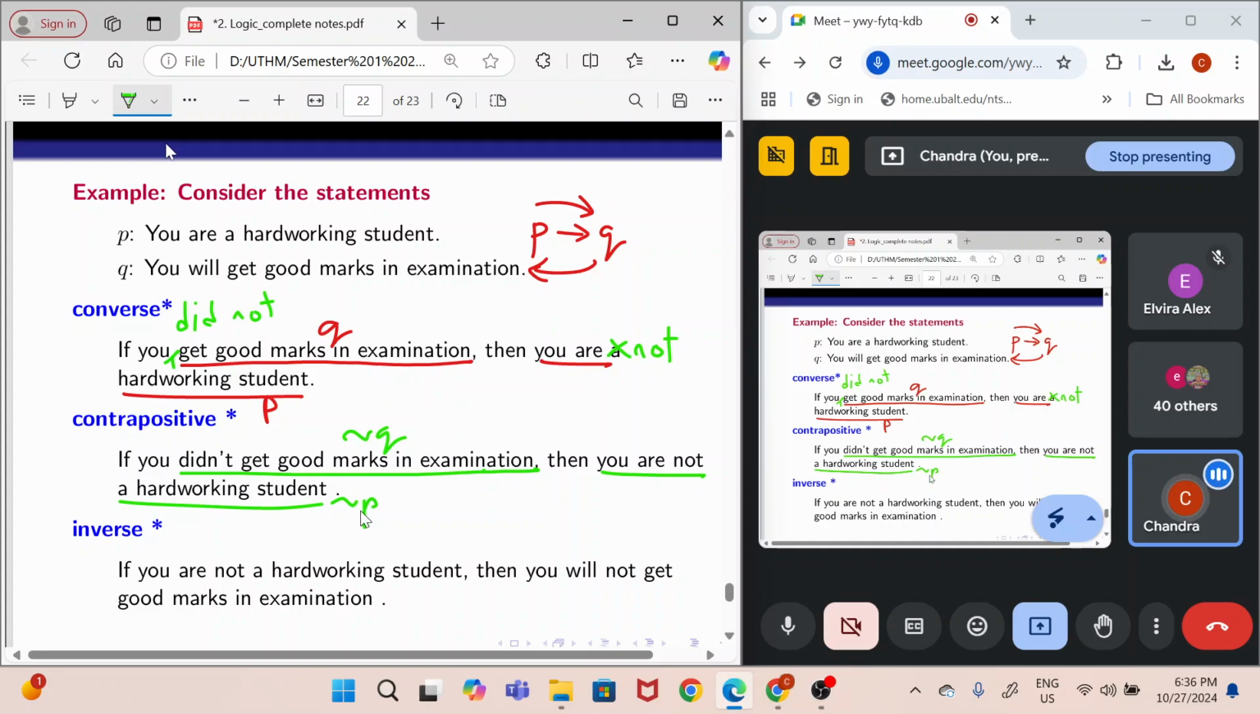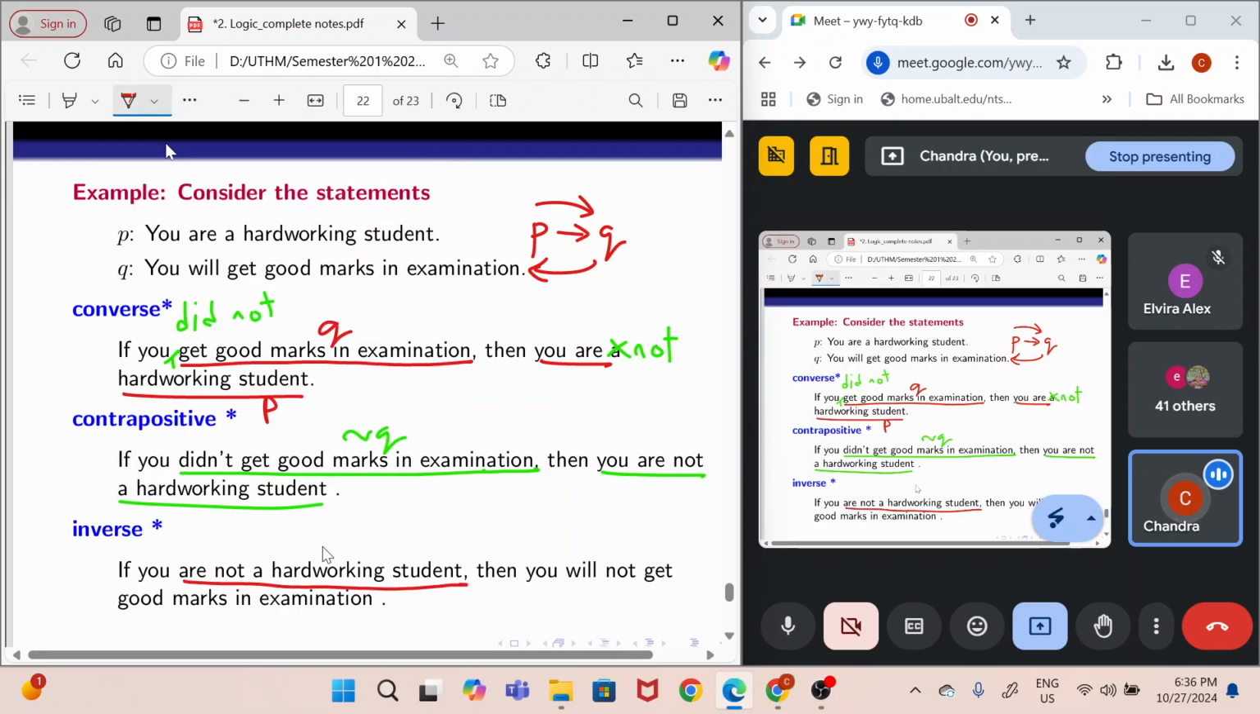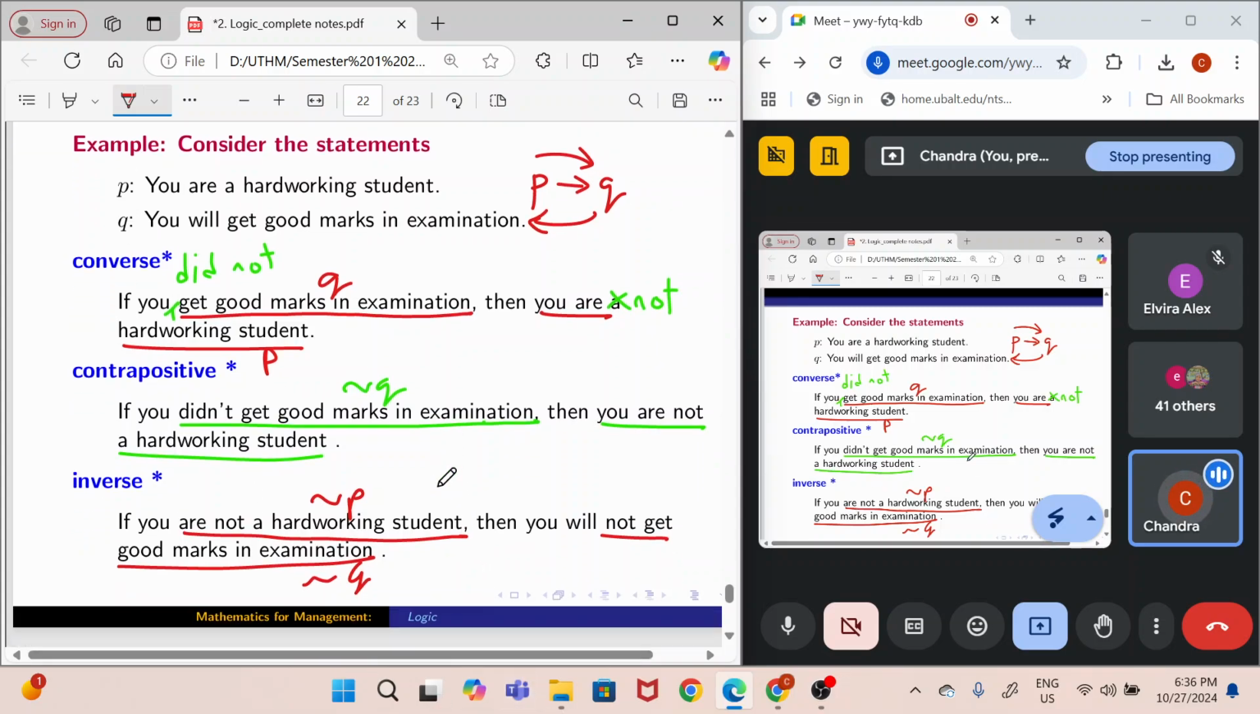Inverse means you don't need to interchange, but you have to negate, that's all. Inverse: not a hardworking student, then not get good marks. So remember, converse means you have to interchange. Contrapositive means you have to write the negation here. Just remember those three things.